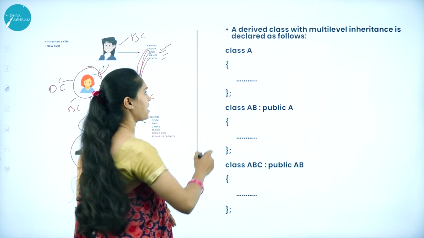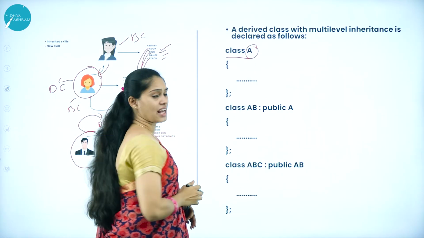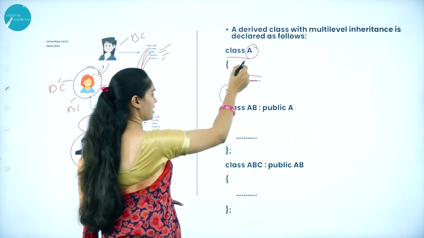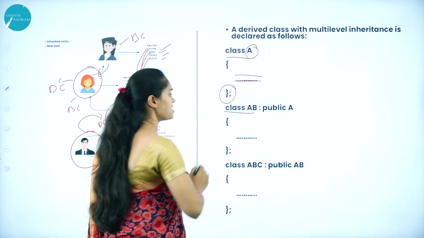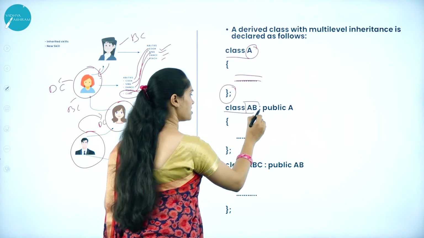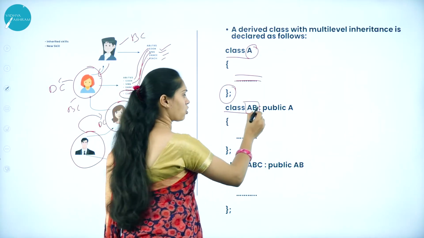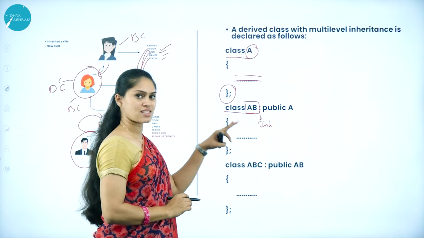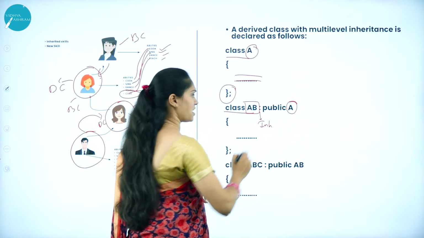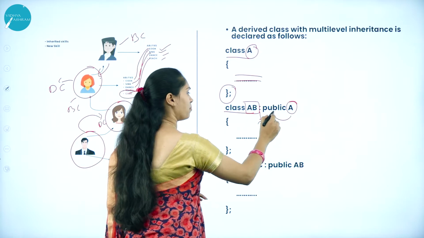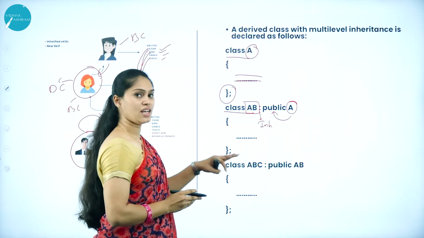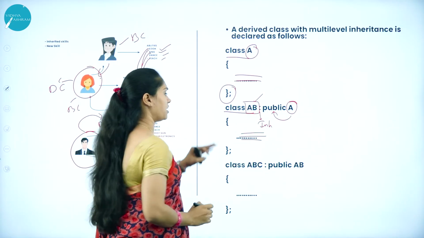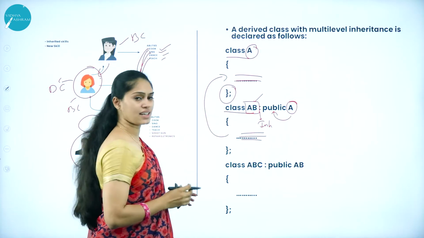If you see the syntax, here I am creating one class, class A, which can have its own data members and member functions. I close that class A and create one more derived class. The name of that derived class is AB, and this colon depicts that I am using inheritance. I am inheriting the features of a base class. Which is the base class here? That is class A, derived with a public visibility mode. This class AB can have its own features and can also acquire the features from class A.